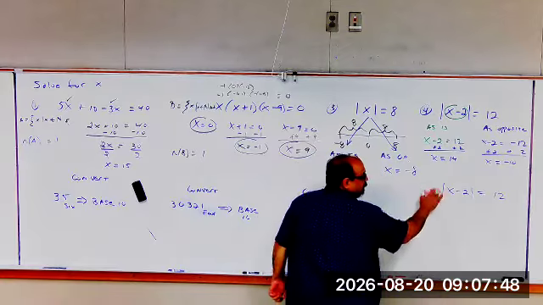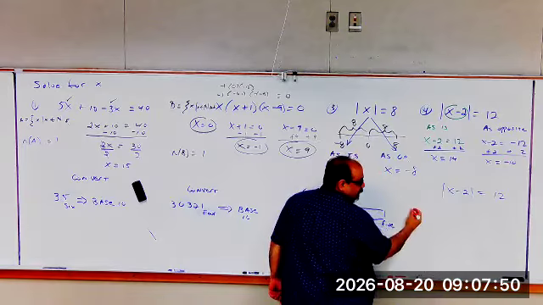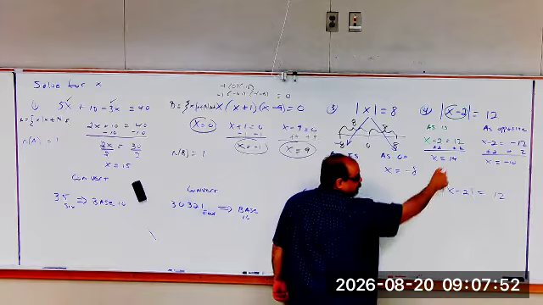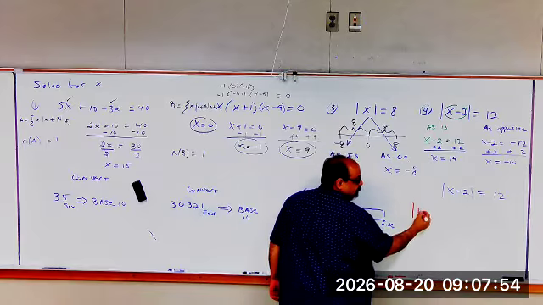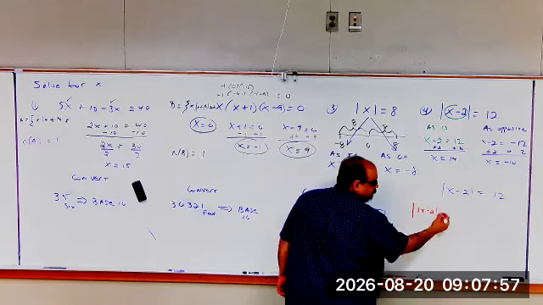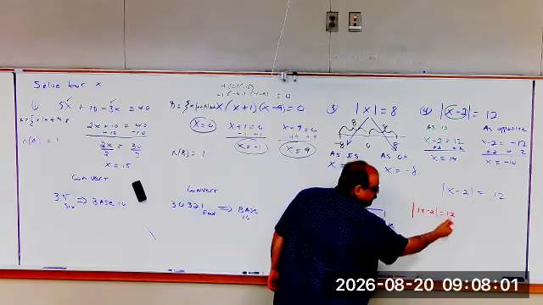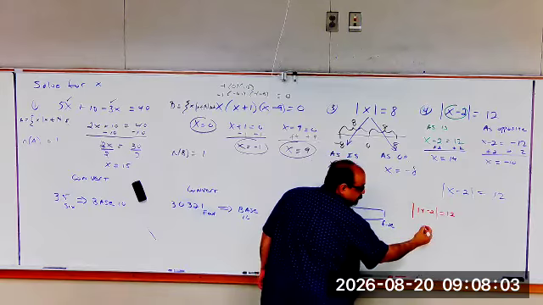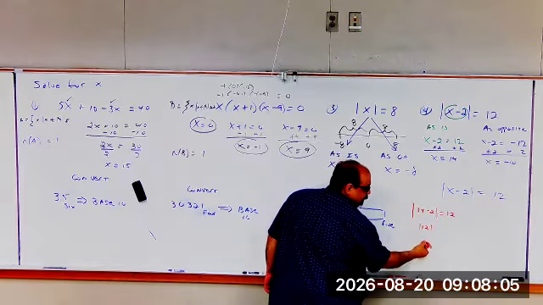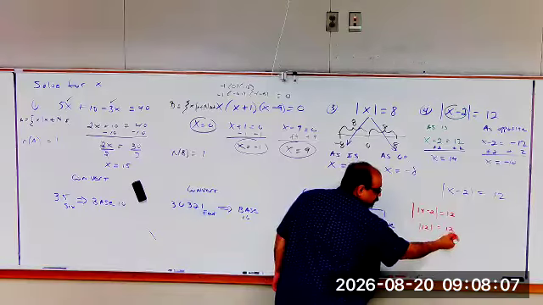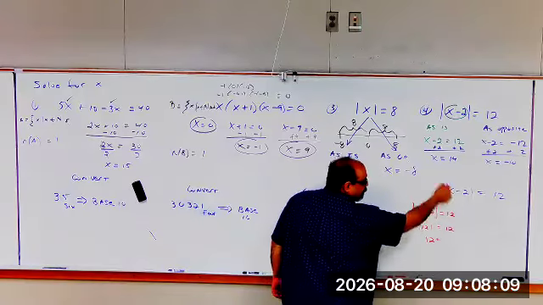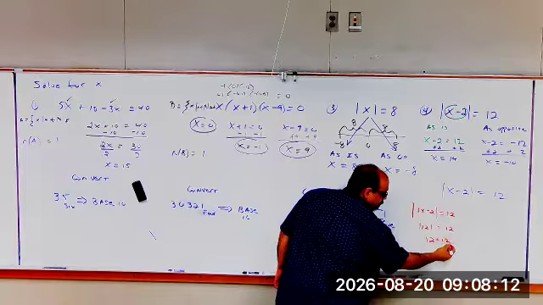Watch how we plug it in. If I plug in 14, it's like positive 14. Absolute value of 14 minus 2 is supposed to equal 12. I'm going to substitute in 14. 14 minus 2 is 12. And the absolute value of 12 is 12. So when I plug in the 14, it works.